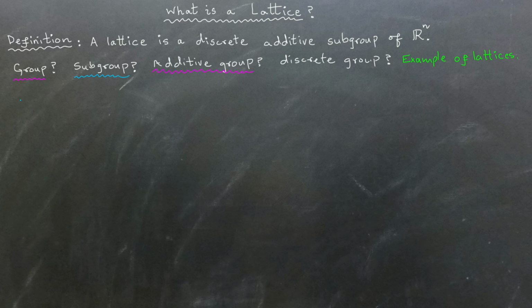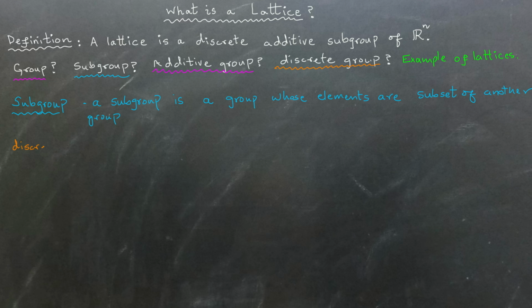Next, we define a subgroup. As we have already defined group and additive group, a subgroup is simply a smaller group that is a subset of a larger group. So when we say a lattice is a subgroup of n-dimensional real vectors, it means it is a collection of points that follow all the group rules, but it exists within a larger group of all possible points in n-dimensional real space.